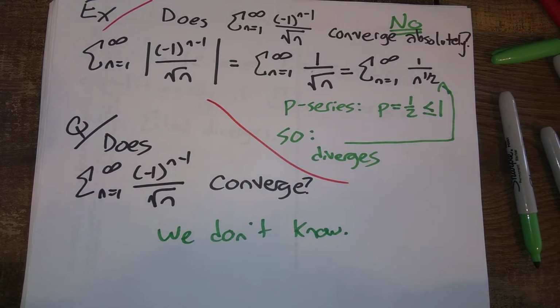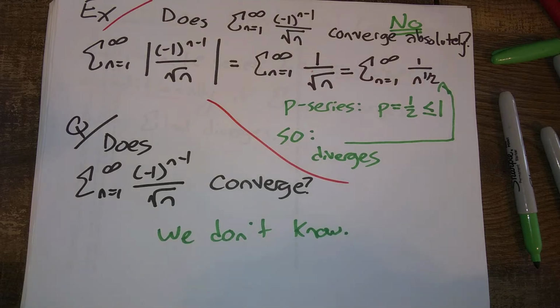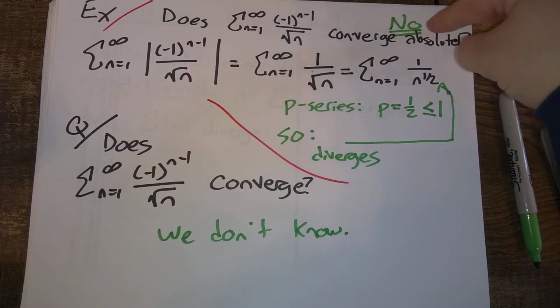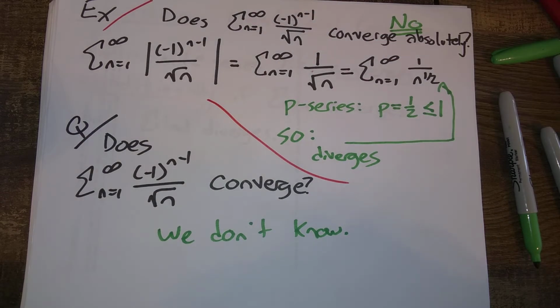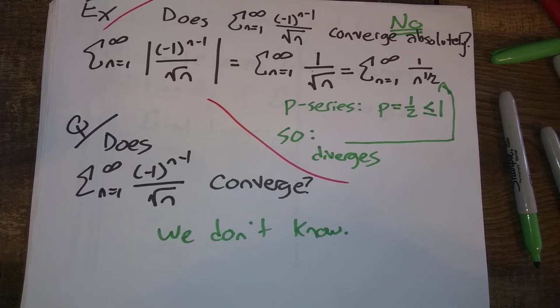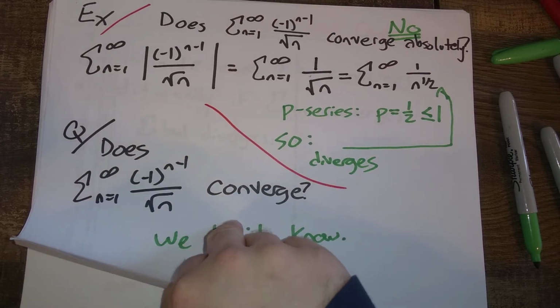Just because our series doesn't converge absolutely, because when we take the absolute value we get something that diverges, that doesn't mean that the original series doesn't converge. So we're going to have to develop some more tools. In the next video, we'll develop a tool that will allow us to determine whether or not this converges. And in fact, it does converge. We just don't know yet how to show that.